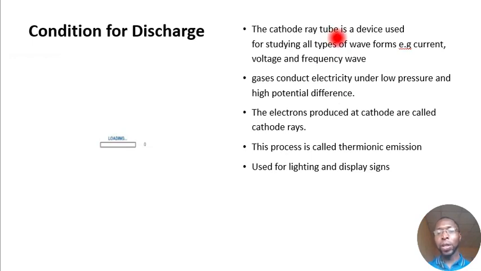The cathode ray tube is a device that we use for studying all types of waveforms, such as electric current wave, voltage wave, frequency wave, amplitude wave, and so on. So we can also use this cathode ray tube to find out how to conduct electricity in gases. And how does it work? Let's take a look at this video.